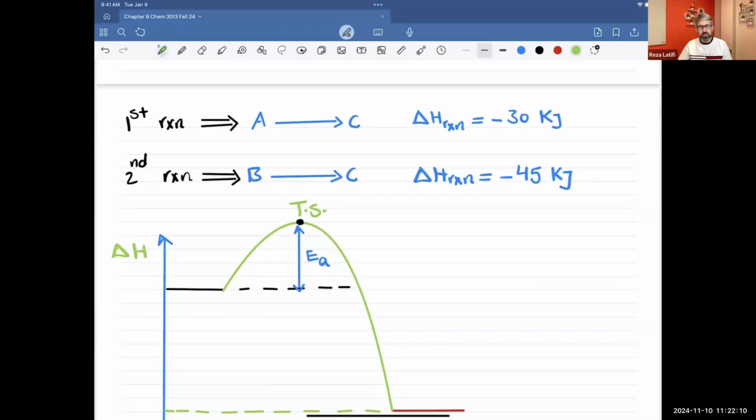Before I go through, what's the difference between the benzene molecule and molecules that have double bonds, or let's say triple bonds? I want to show you the difference between those two.